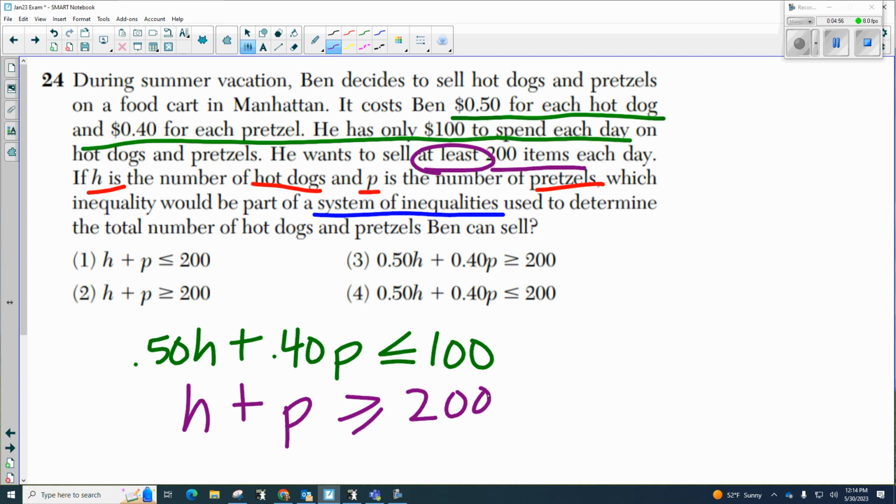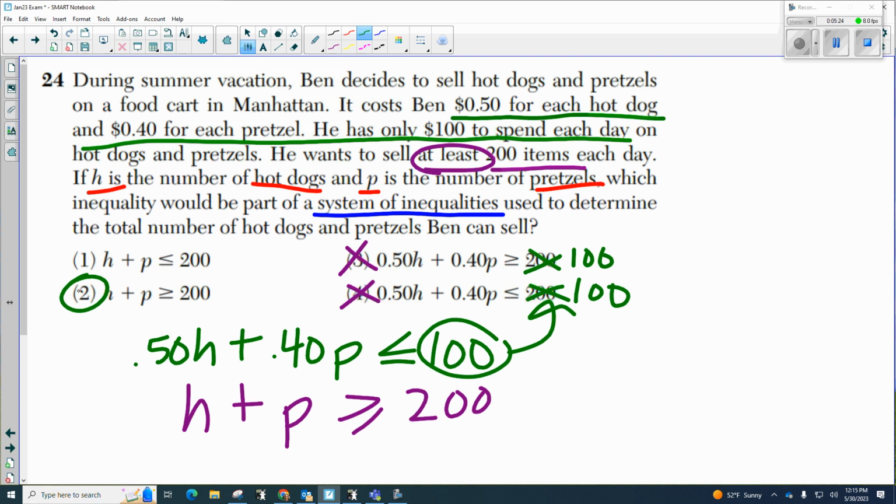All right, so now we've translated the system, and let's take a look at our options. I see that these options over here, 3 and 4, don't make sense, because this was supposed to be 100 on this side, not the number of items. This was the cost. If we changed that to 100, we would see that choice 4 was right, but it wasn't. So then I see here that choice 2 matches with what I wrote in purple. That's it for the multiple choice.